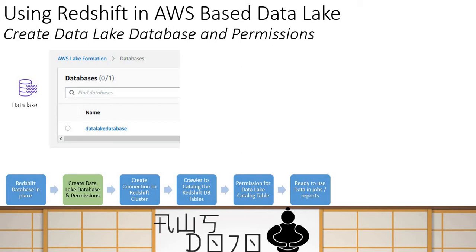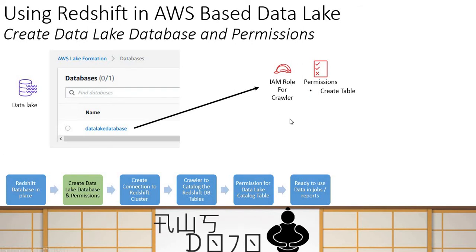So in order to do so, we use crawlers to catalog your Redshift tables as a Glue data catalog. But the crawler needs to have access to the database. And for that, you create one IAM role for the crawler. And this IAM role for the crawler should have at least create table permission to be able to create tables in the data lake database. Okay, so this is another specific requirement which you need to do.